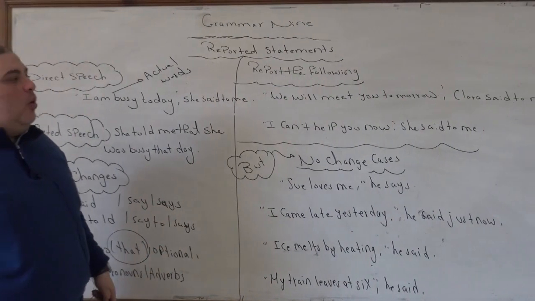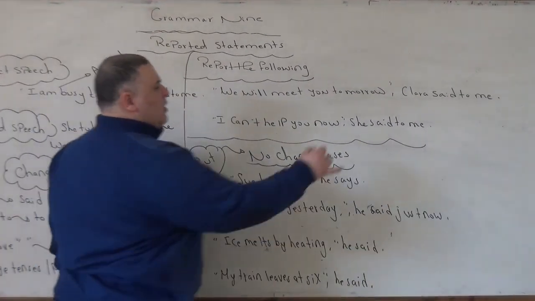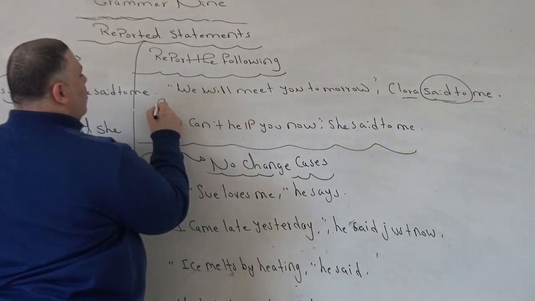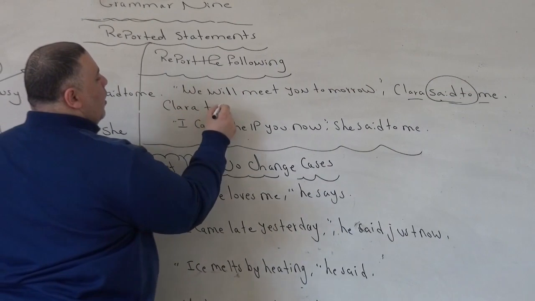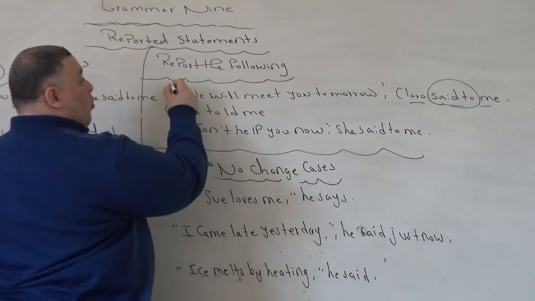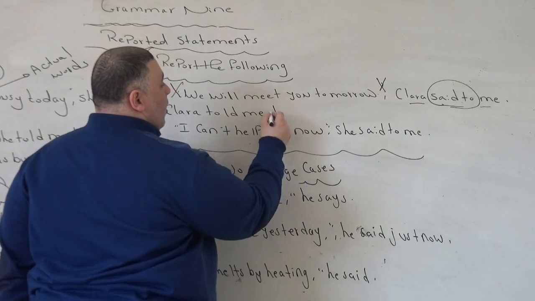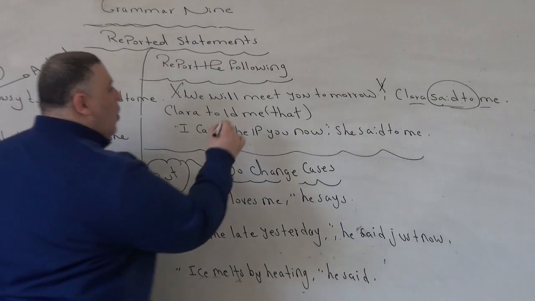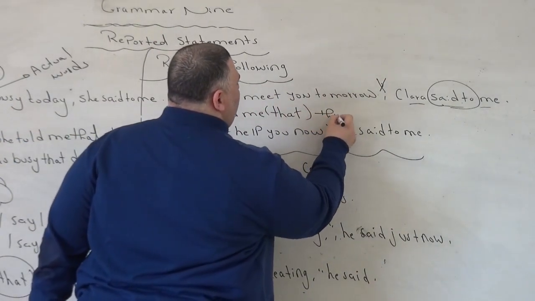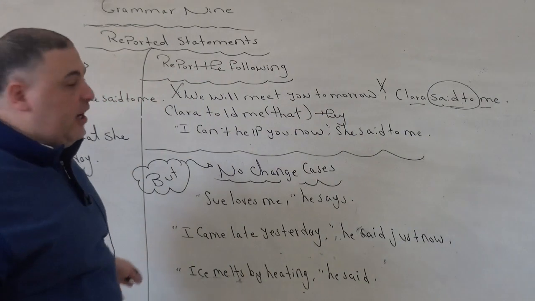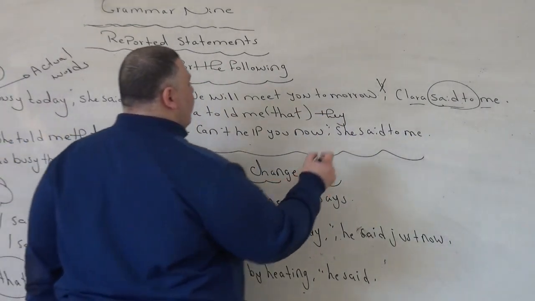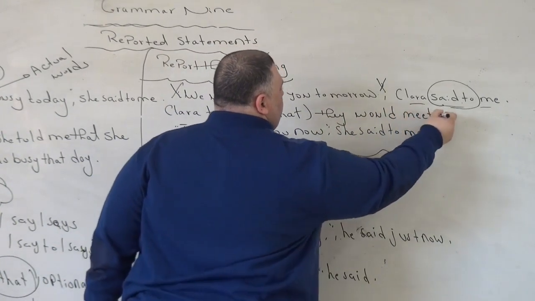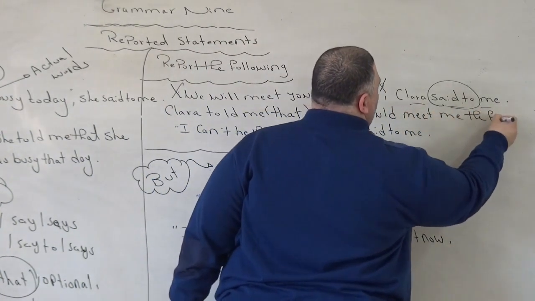We will meet you tomorrow, Clara said to me. I will take it part by part, starting with "Clara said to me." You found the word said to, that's why you're going to change it into Clara told me. You will remove the inverted commas and use the word that I said before, which is optional. Clara told me that we will meet you tomorrow. We will change into they, because it's Clara and her friends, for example. They will change into would meet me the following day.